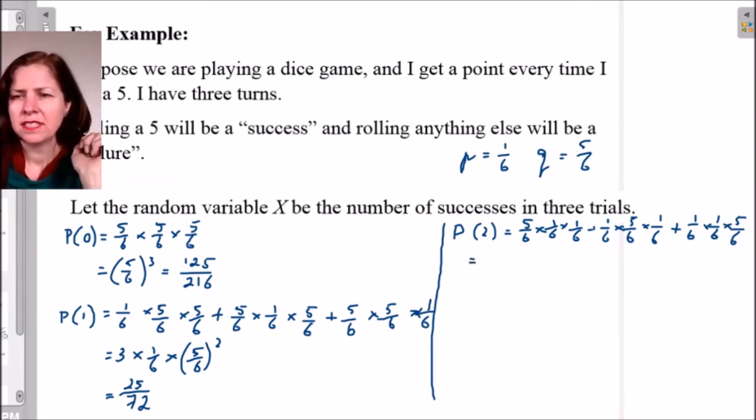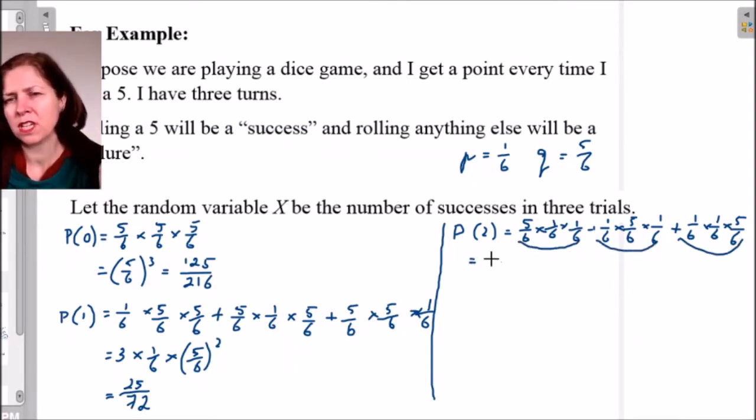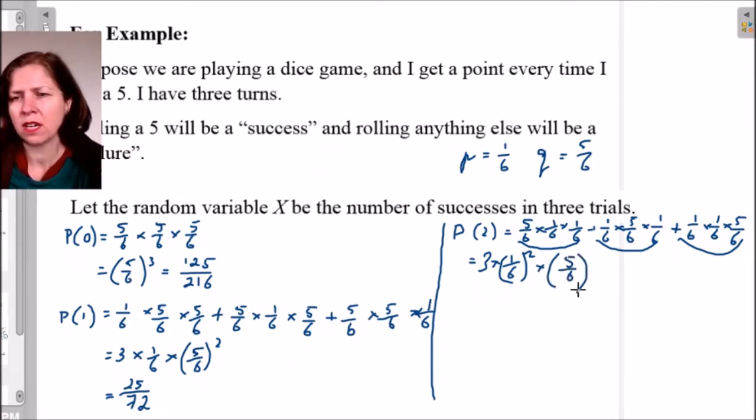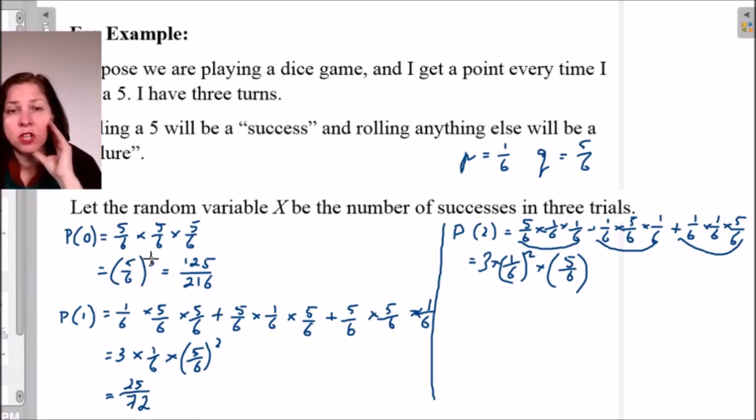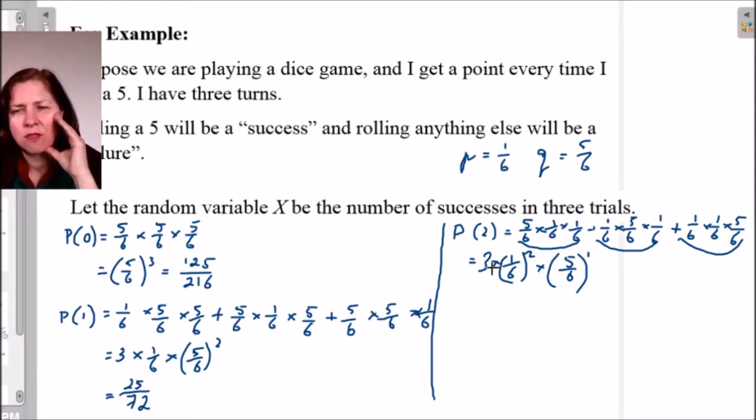So this is again the same number 3 times. This is the same as this, is the same as this. The order is just different. I've got 3 lots of 1/6 squared this time and 5/6 just once this time. So hopefully you're starting to see a pattern now. In this one, my 5/6 was cubed. Here it's squared, and here it's to the power of 1. In this one, my 1/6 was to the power of 0, which gives me 1. Here it's to the power of 1. Here it's squared, okay? And then when I look at the coefficients, I've got 1 and 3 and 3.